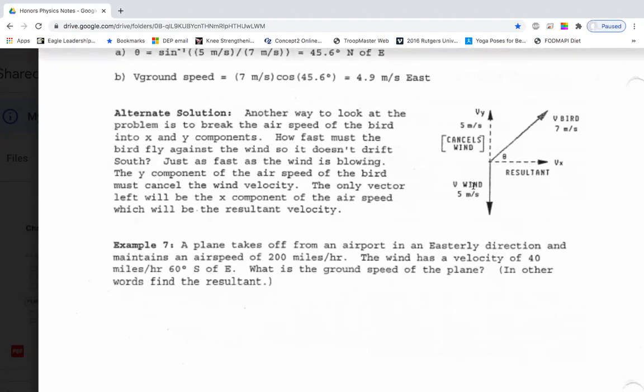Now, how many vectors do you see here? It looks like we've got 1, 2, 3, 4 vectors. No, we only have 2. We have this vector and we have that vector. Now, if we break this vector up into components, we don't look at this one anymore. We only look at the components and the wind.